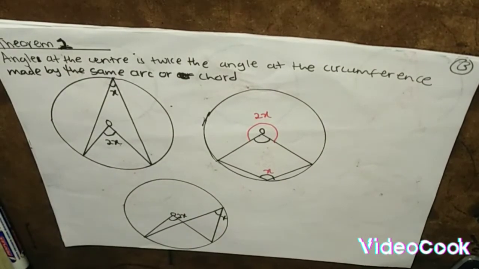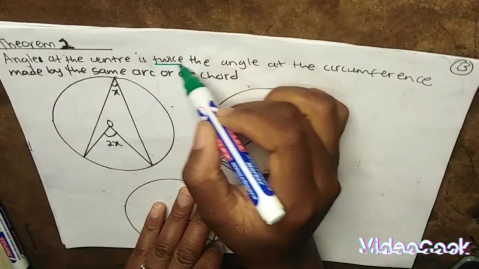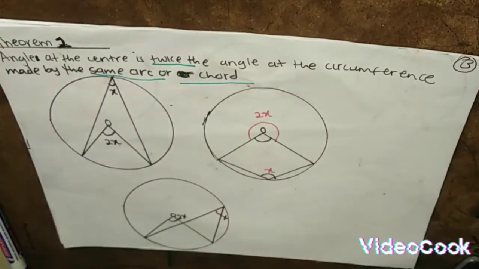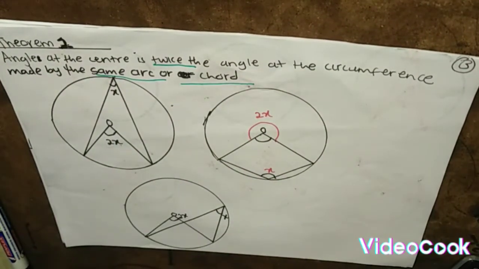Today we are looking at theorem number 2, which says angles at the center. The angle at the center is twice the angle at the circumference, right? When they are made by the same arc or chord. I hope you still remember which one is the arc and which one is the chord, right?